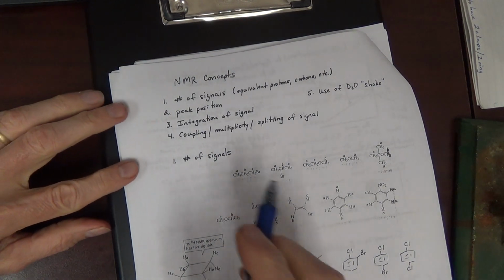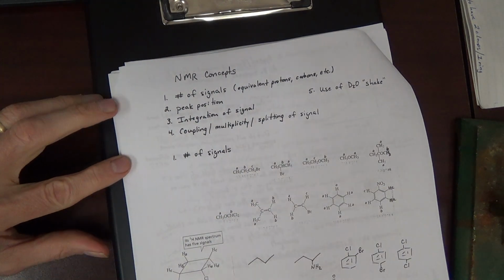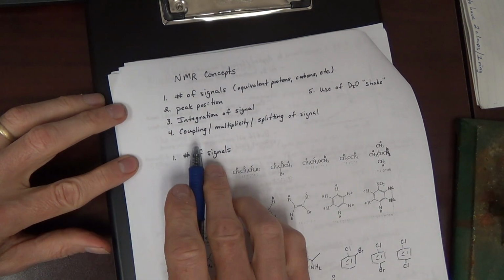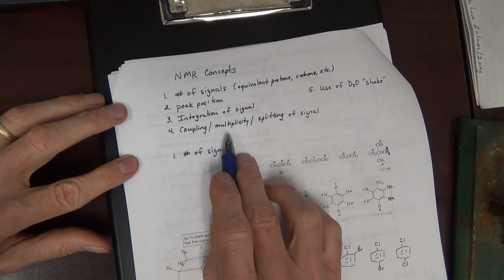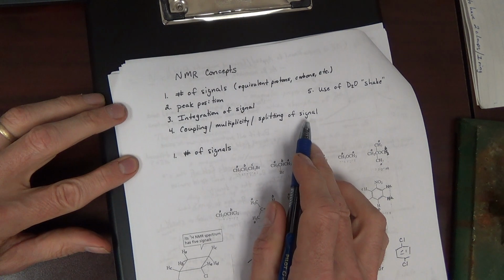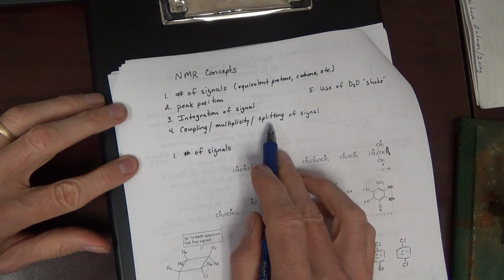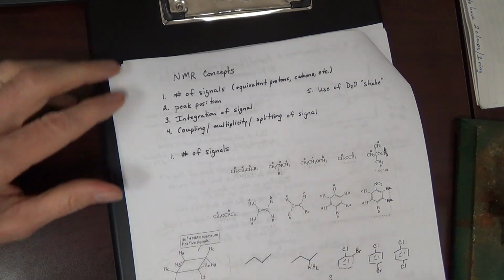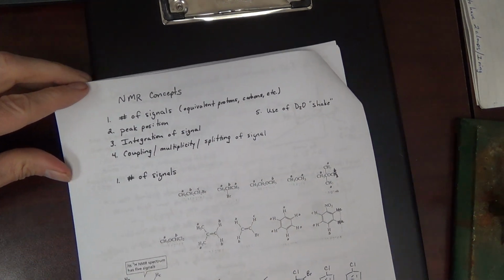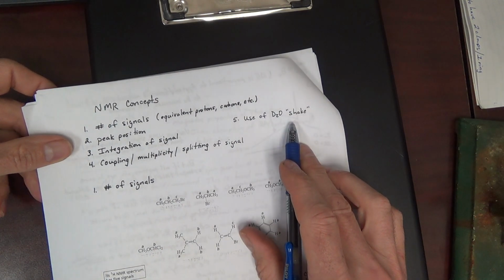Hi guys, in this video I will cover NMR concept number 4 and 5 in the NMR handout. Number 4 being the coupling, multiplicity, or so-called splitting of the signal. Splitting would be probably the most common term here, or coupling. And we'll also look at the use of the D2O shake and what that can tell us about our compound.